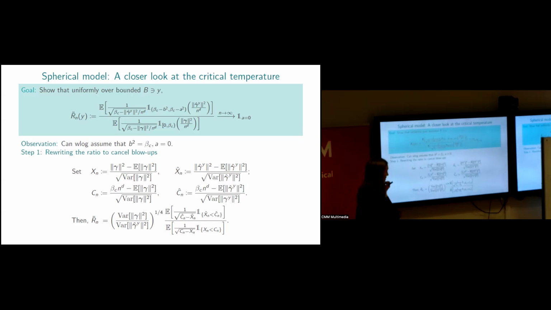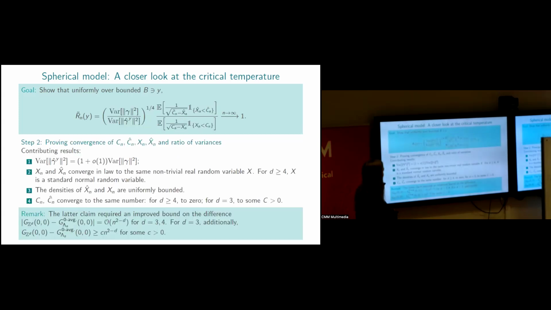Okay, and actually what we show is that X_n and this X hat_n converge in law to the same random variable, which is kind of easy to show. What we show for dimension 4 and higher is that this variable is actually still normal. So even though in the critical case the decay of the Green's function is not exponential, it's kind of still enough.